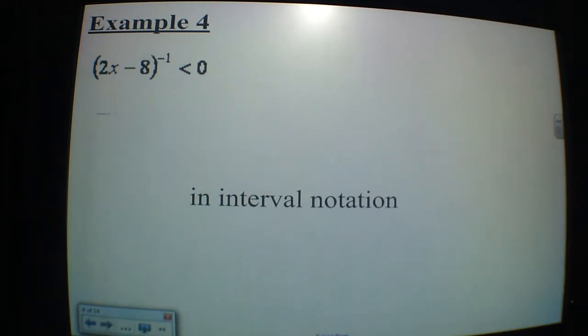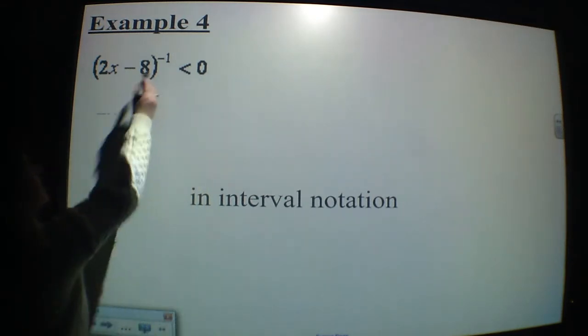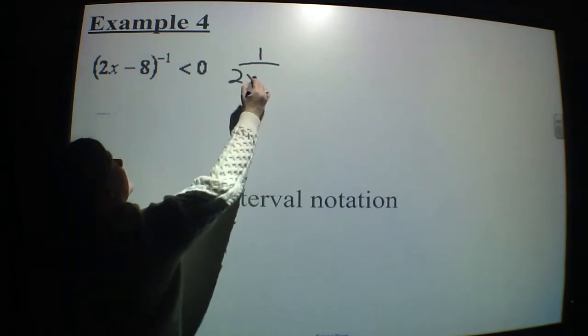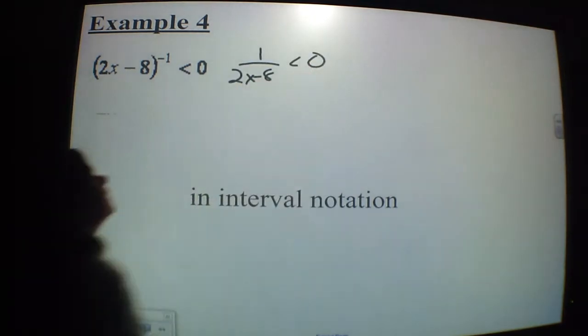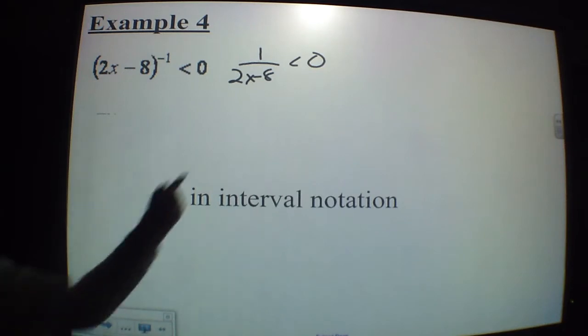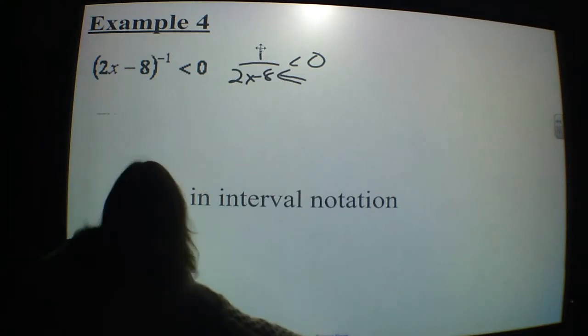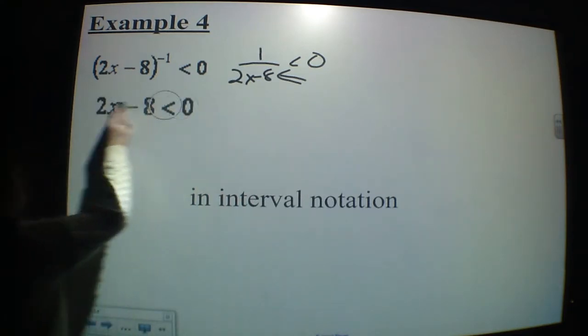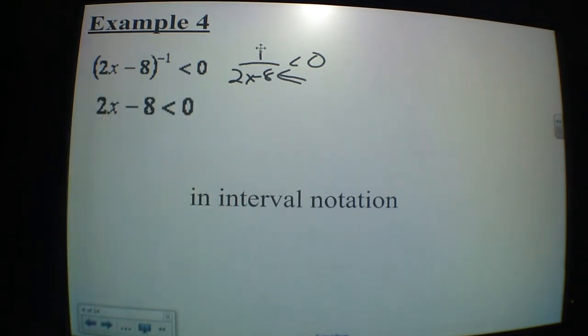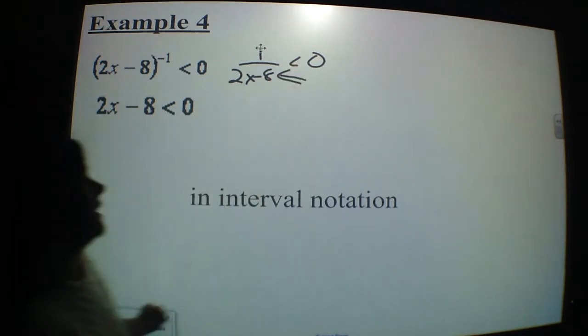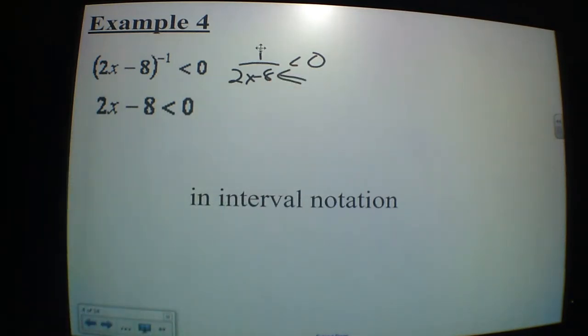Example 4. Remember what that negative exponent means. It means 1 over. The only way that this can be less than 0 is if the denominator is less than 0. So we can just rewrite this and solve it like that. You cannot multiply each side by 2x minus 8 because you don't know the direction of that. You don't know if 2x minus 8 is a positive number or a negative number. So you don't know if that less than switches direction.